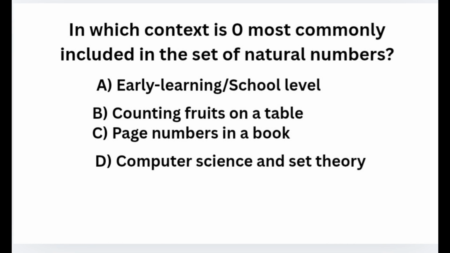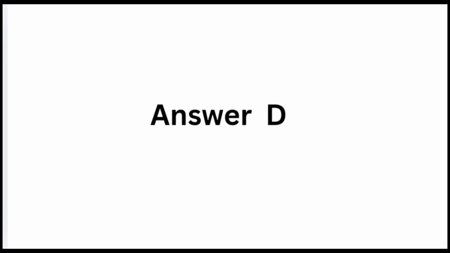Question number 3. In which context is 0 most commonly included in the set of natural numbers? A. Early learning or school level. B. Counting fruits on a table. C. Page numbers in a book. D. Computer science and set theory. Correct answer D. Computer science and set theory.